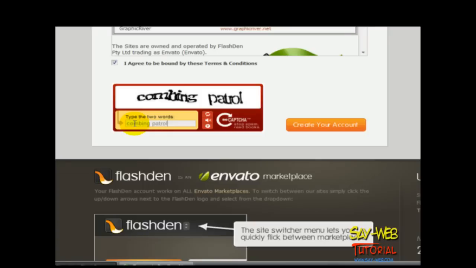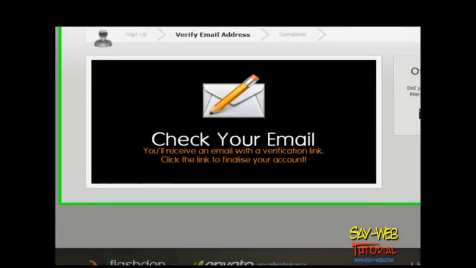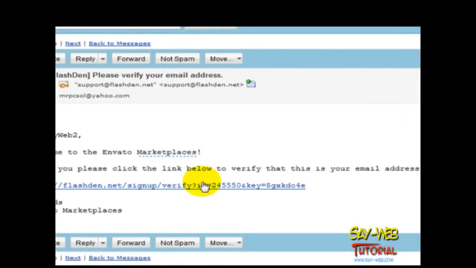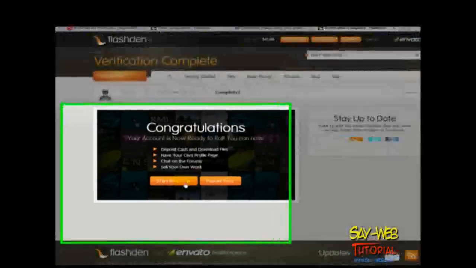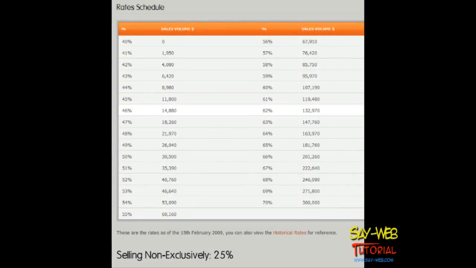Captcha is useful. I was having spam problems on my site. I put a captcha, solved the problem. Check your email. They send a confirmation email, as you can see, and you are ready to go. You can start uploading your files to the Flash Den, and they'll take care of them for you. One thing is for sure, they will take care of the files for you.